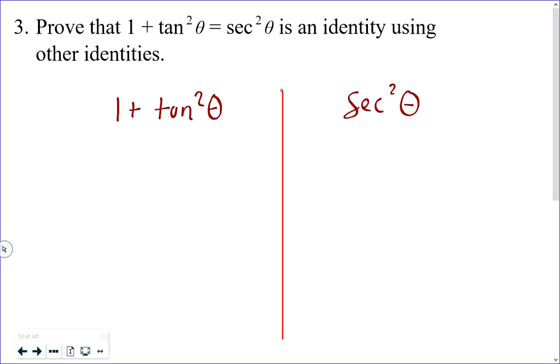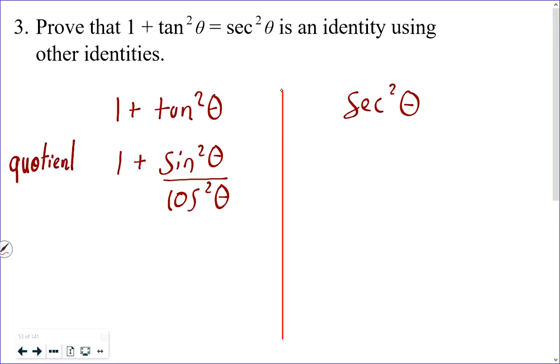So here's what we're going to do. I am going to write this as 1 plus sine squared of theta over cos squared of theta. Why am I allowed to do that? Because I know that tangent of theta is sine of theta over cos of theta, so tan squared would be sine squared of theta over cos squared of theta. Whenever you use a known identity in your proof, write down the name of the identity. So what I'm going to write here is that we just used a quotient identity.